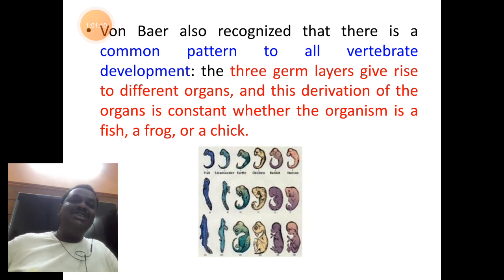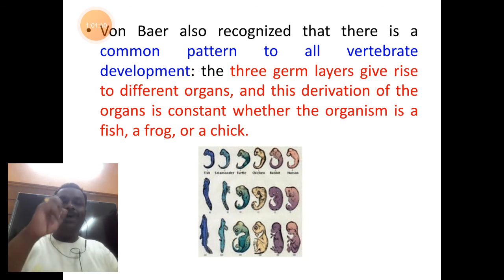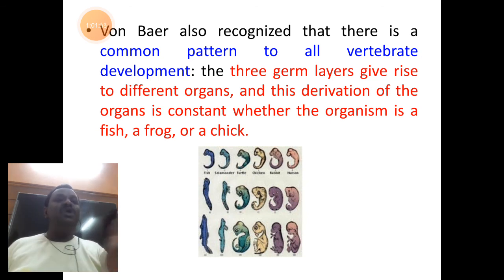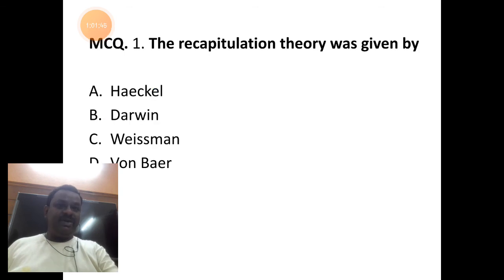So germ layers give rise to different organs, and this derivation of organs is constant between the organisms of fish, frog, chick or mammals, etc. But remember, even though they develop from the common germ layers, the structures do not remain the same. The meat of us, the flesh of us, is not similar to that of a fish or a frog or a chicken. The reason is that the differentiation process is a specialized character that we find in different organs in us. So this is what Von Baer's principle talks about.